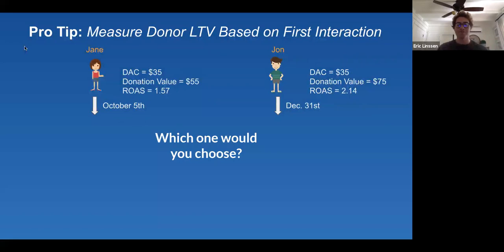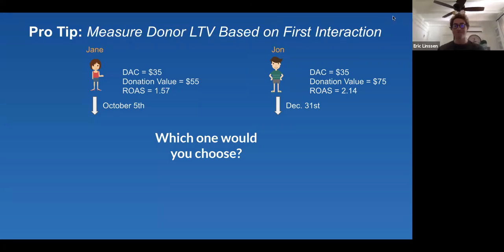And then the pro tip is to measure your lifetime value based on the first interaction. We have this little image here. We have Jane, whose donor acquisition cost is $35. You're paying $35 to turn her from someone who's never heard of our nonprofit into a donor for the first time. The first time she donates is $55, so it's a return on ad spend of about 1.6 on October 5th. And then we have John, who has the same donor acquisition cost, but he donated $75 the first time. So it's a 2.14 ROAS.